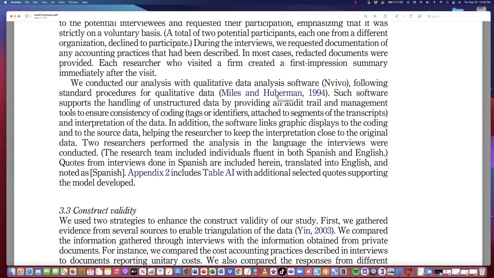Such software supports the handling of unstructured data by providing an audit trail and management tools to ensure consistency of coding, that is tags or identifiers attached to segments of transcript, which I'll be showing you later, and interpretation of the data. In addition, the software links graphical displays to the coding and to source data, helping the researcher keep the interpretation close to the original data. Two researchers performed the analysis in the language the interviews were conducted.